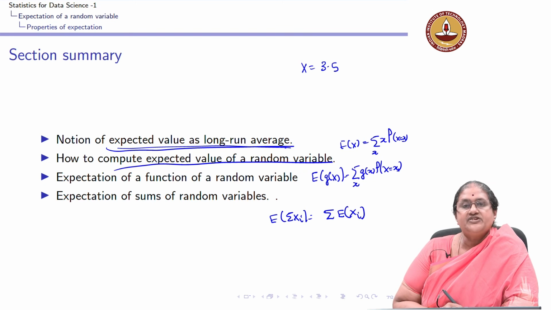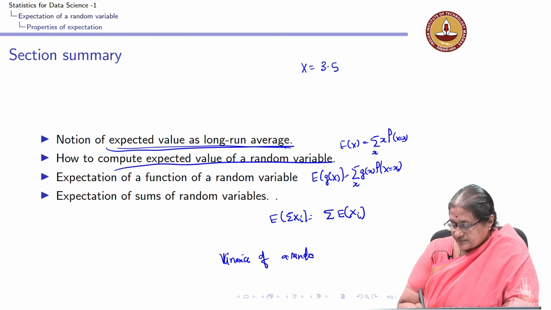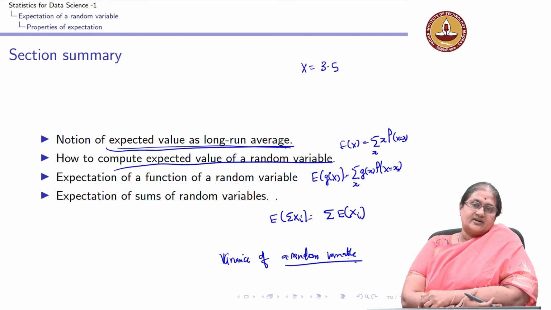So, the next thing which we are going to look at is what we mean by the variance of a random variable. We are going to focus on the variance of a discrete random variable.